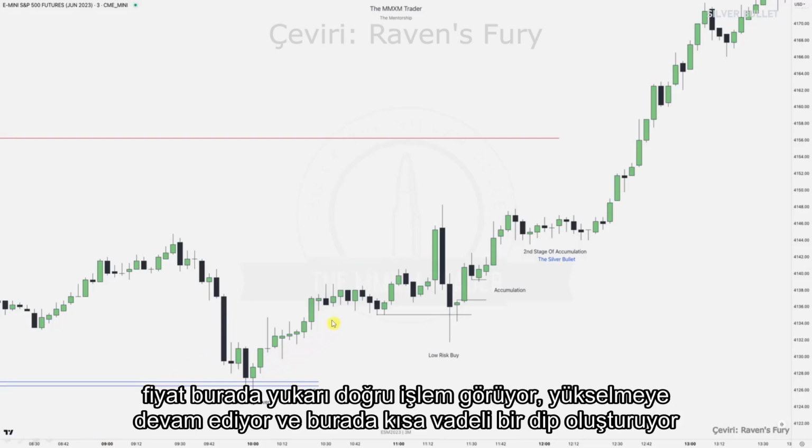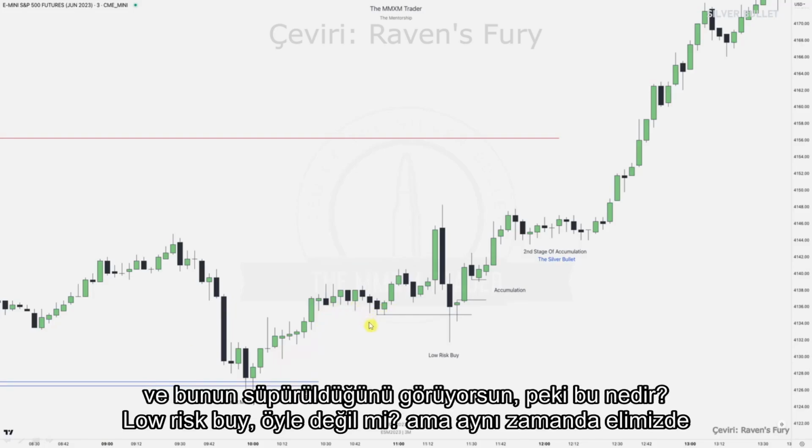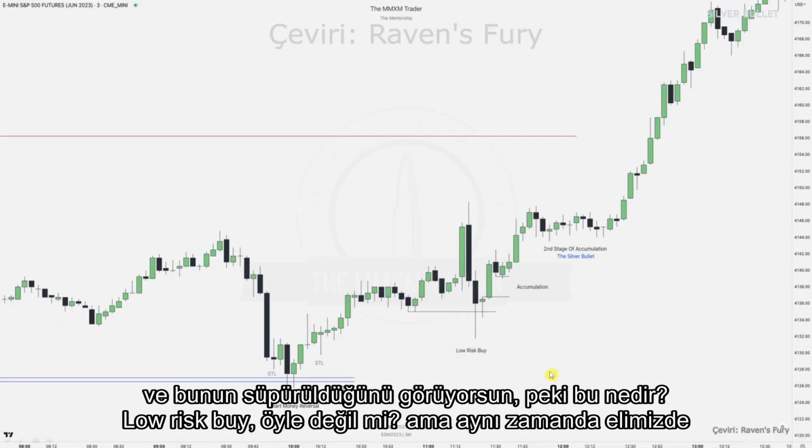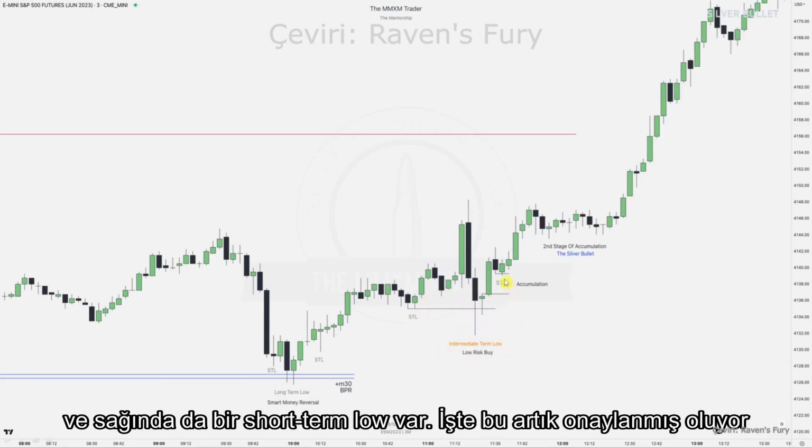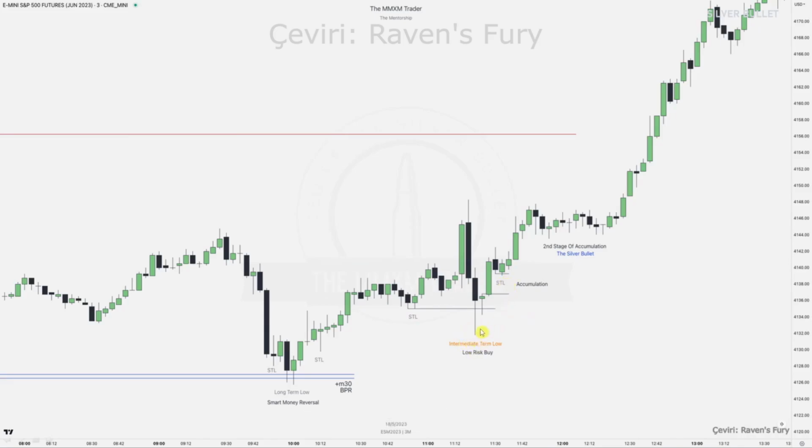So price is trading up higher right here, continuing up and then forming a short-term low here, and we see this getting raided. So what is this low? Low risk buy, right? But also we have an intermediate term low formed down here. Why? Because we have that short-term low to the left of it, right? And that short-term low to the right of it. Now this is confirmed, right?